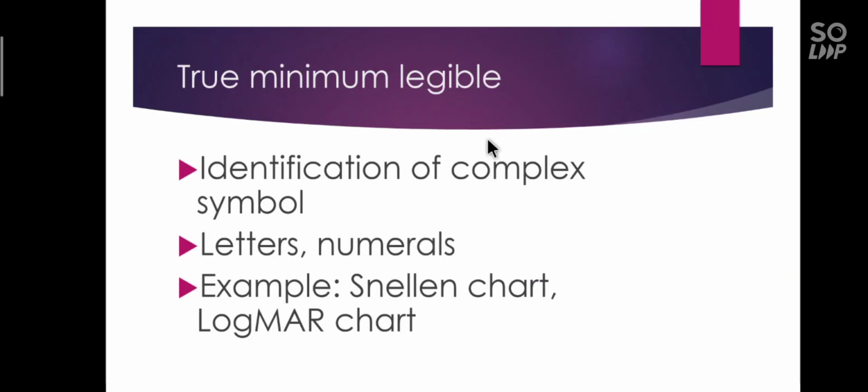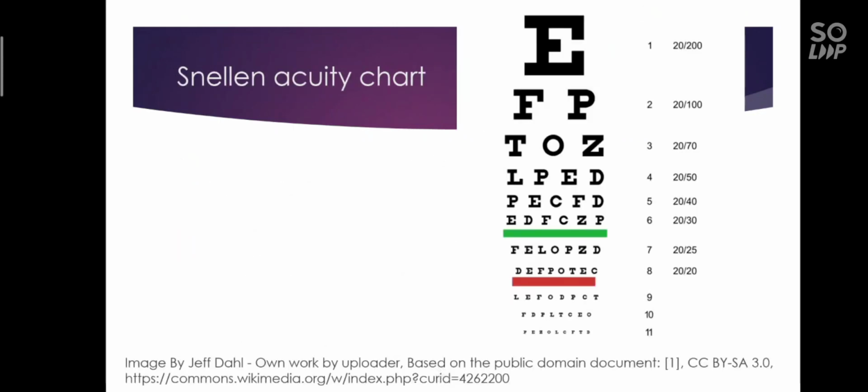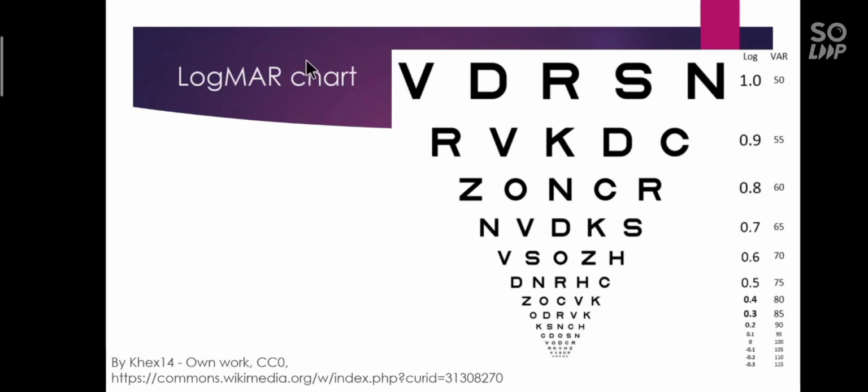Next is true minimum legible. True minimum legible is the identification of complex symbols like letters, numerals, etc. Example of this is Snellen chart and LogMAR chart. Snellen chart is the visual acuity chart which we usually use in all our clinics. LogMAR chart, this is LogMAR chart. This chart will be used mostly for research purposes. We will be dealing with each of these charts in separate sessions.